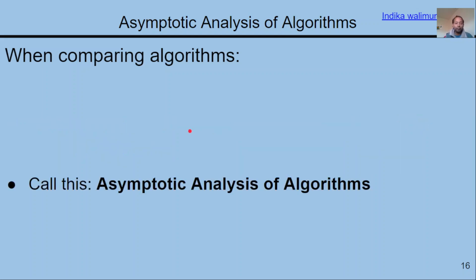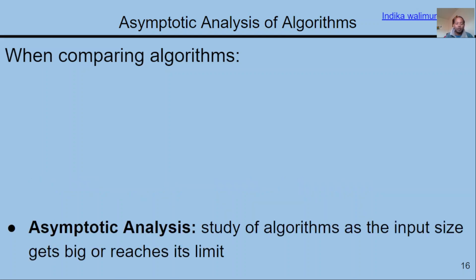So we call this asymptotic analysis of algorithms. There's a specific name for that. Basically, it's the study of algorithms as the input size grows or reaches its limit. So it's actually kind of a definition. You should be able to convey a similar idea when this question is asked in an interview.